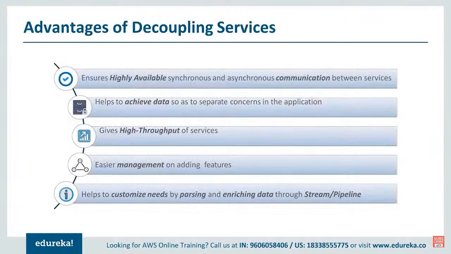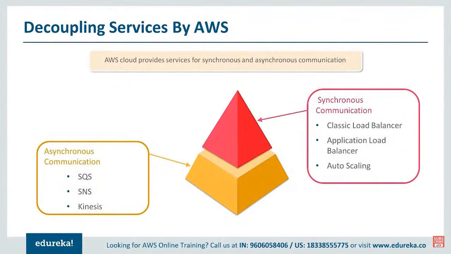So various advantages, you're ensuring highly available synchronous and asynchronous communication. You have data segregation, you get high throughput. And for synchronous communication, you have services like classic load balancer, application load balancers, and auto scaling. And for asynchronous, services like SQS, which is the messaging queue. Then you have SNS, which is simple notification service, and Kinesis being used for real-time data analytics.